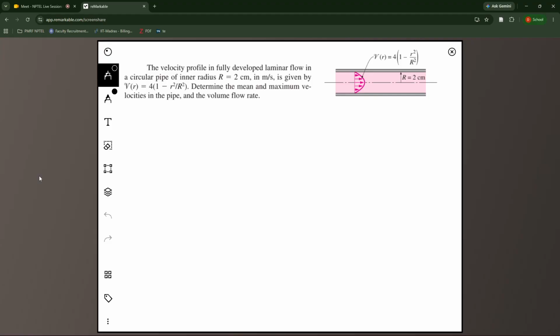The definition: velocity is given by this equation. So how do I define mean velocity? Mean velocity is defined as the integral of the velocity at any location times the cross-section area that I will be taking, which is 2 pi r dr, from 0 to R, divided by the total area. This is the mean velocity. And how do I get the maximum velocity?